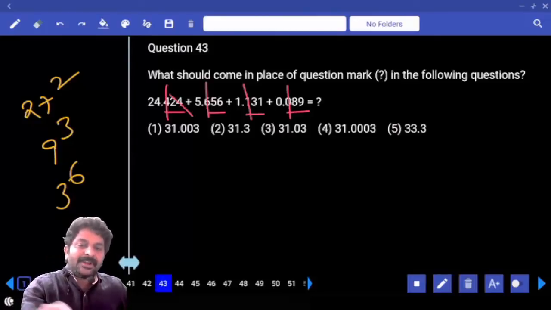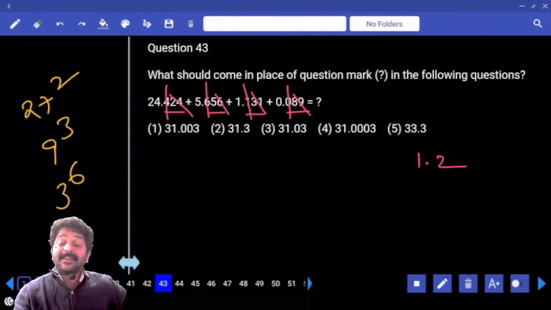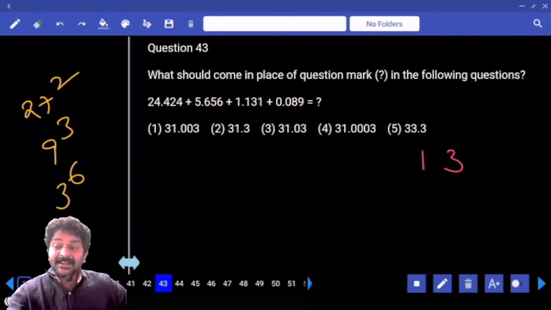Now 2456. 80. 80 plus 89. 169. 169 plus 31. 200. That is 1100 plus 200. 1300. That means 1.3 only?